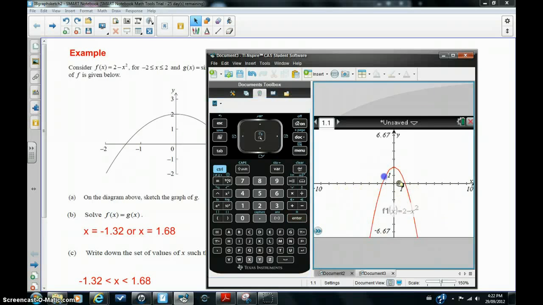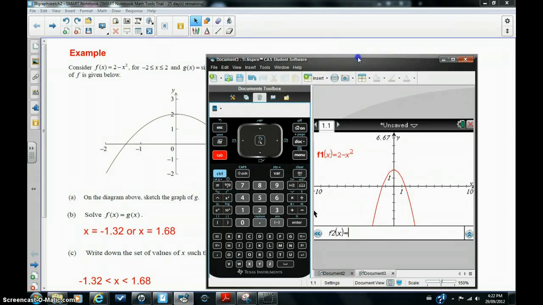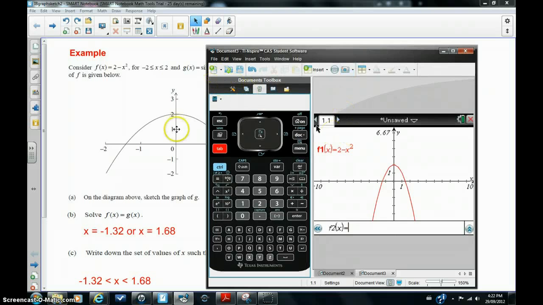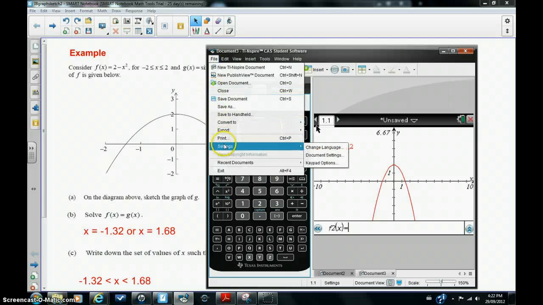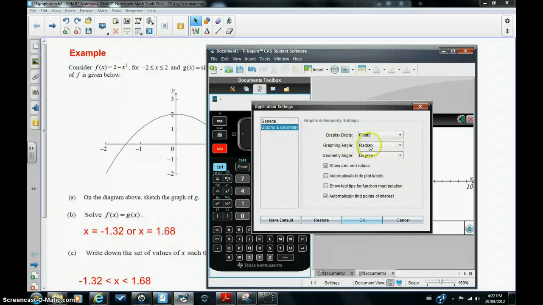I'm going to just move this out of the way, and I'm going to hit tab and graph the second function, which is g of x equals sine e to the power of x. Now before I graph this function I need to really make sure I'm in radians, so I'm going to just check that. And graphs and geometry, yes, I'm in radians, that's fine.